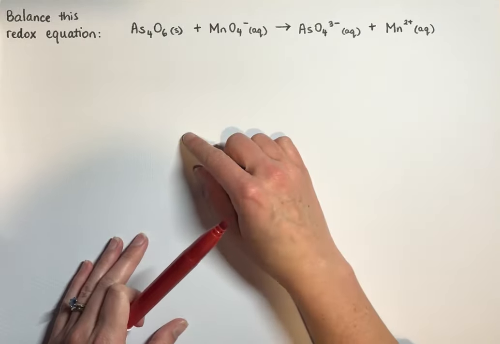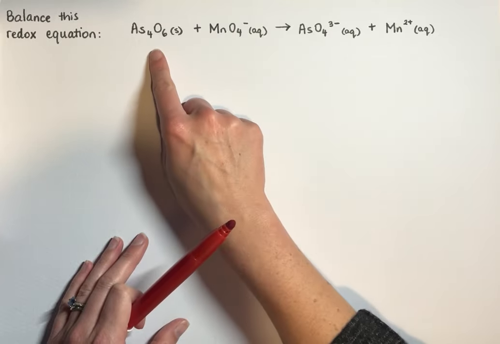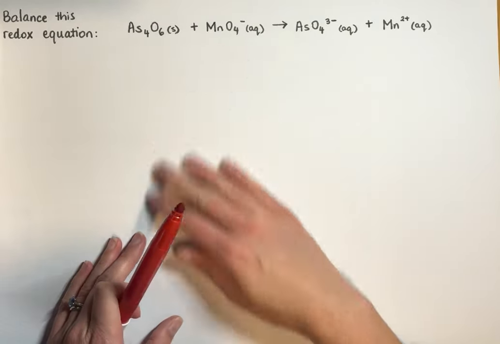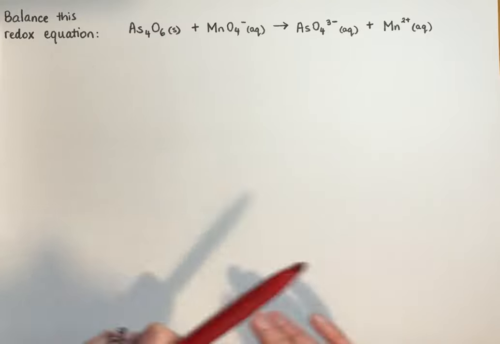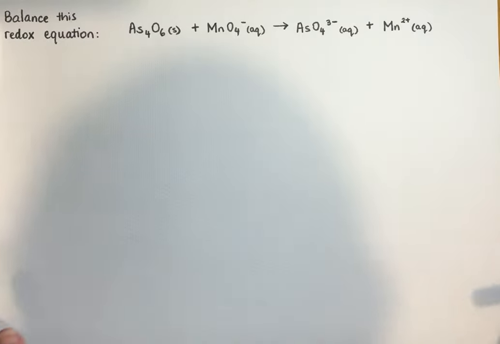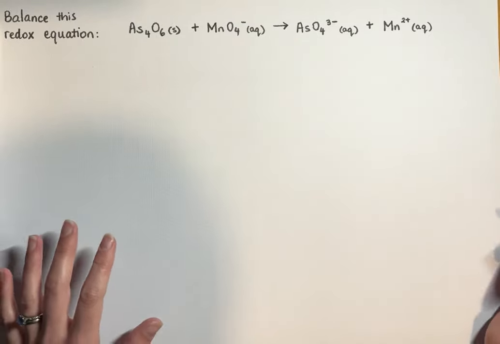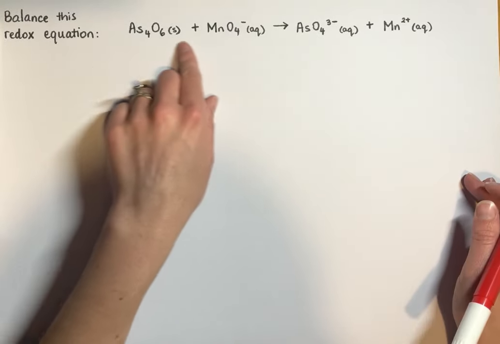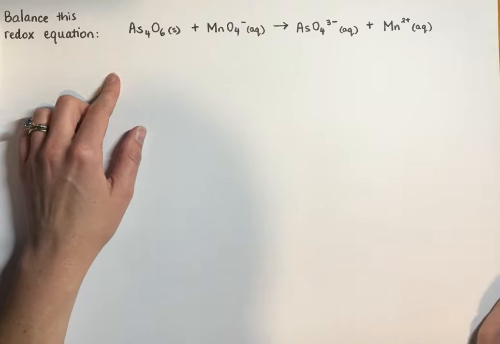Okay, here we have a redox equation, but it hasn't been balanced. So we don't know if our elements are balanced, and we certainly don't know if our charges are balanced. So we have to have a look at where our electrons have gone from and where they're headed to. So the first step in something like this is to assign oxidation numbers.